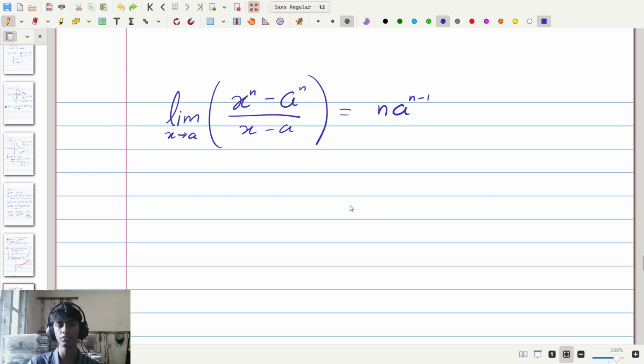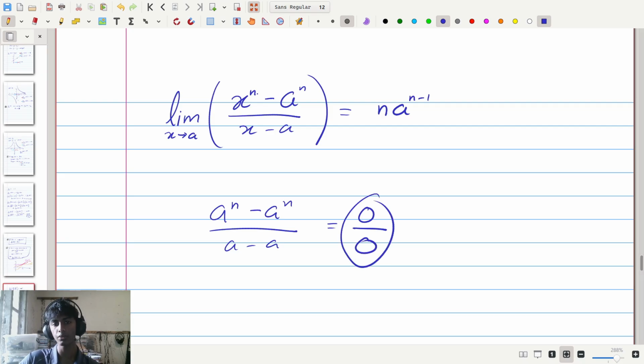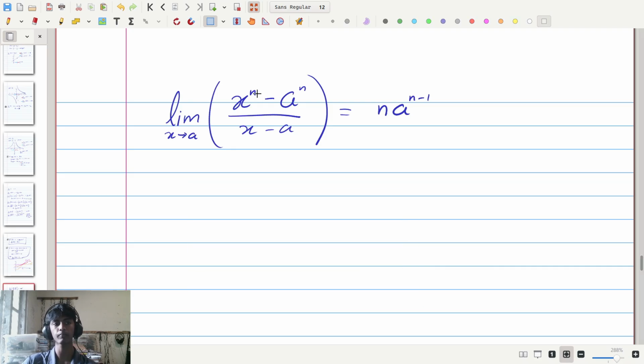One way to prove this is to simply try and divide this thing on the inside. You'll notice if we try to substitute x equal to a into here, we have a to the power of n minus a to the power of n divided by a minus a. a to the n minus a to the n is equal to 0, divided by a minus a, which is 0. We have 0 divided by 0, which is undefined. So we cannot do it by the old-fashioned way of substituting. We must do it by limits. So alright, that's out of the question.